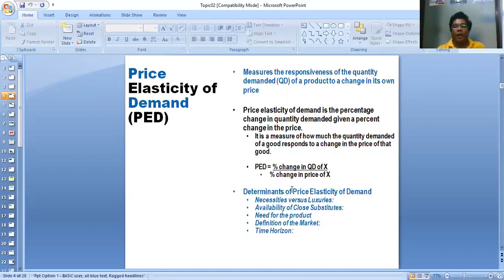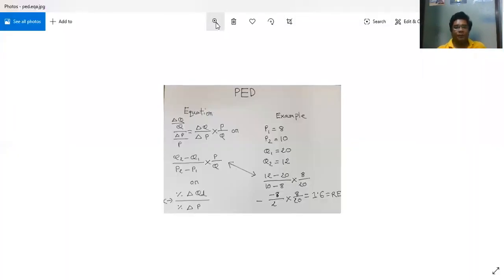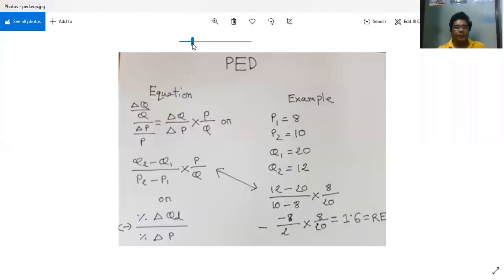Okay? Now, let's see how we can calculate PED. In your question paper, if the values are given in percentage, then use this equation: percentage change in quantity demanded divided by percentage change in price. Now, a very important point is that we can put a minus sign in the original equation. It is because there is an inverse or negative relationship between price and quantity.